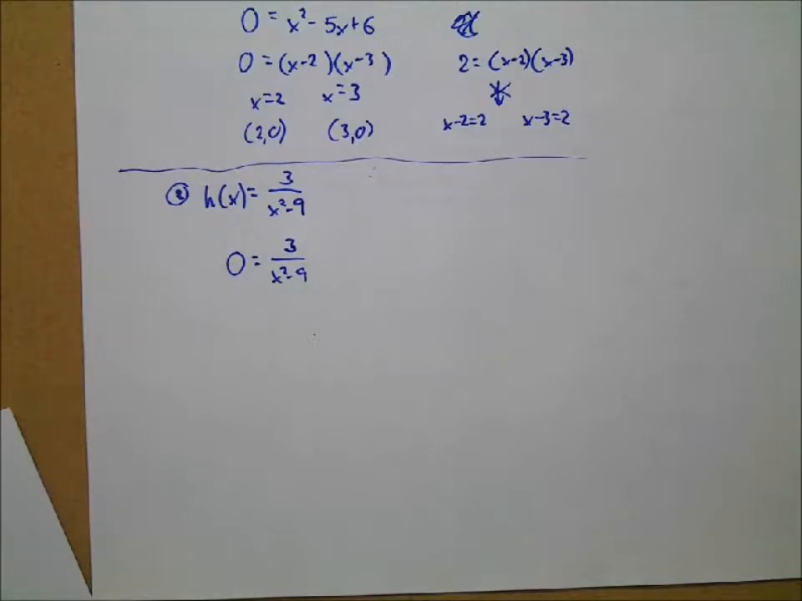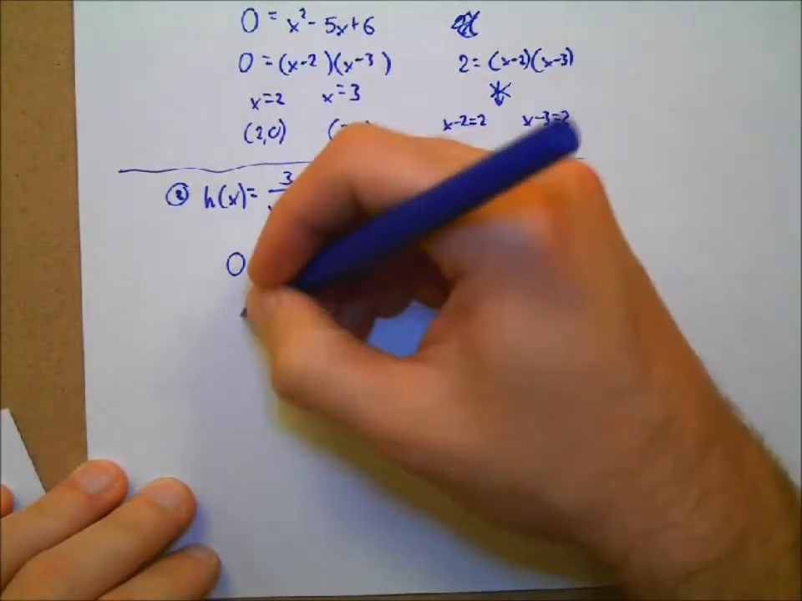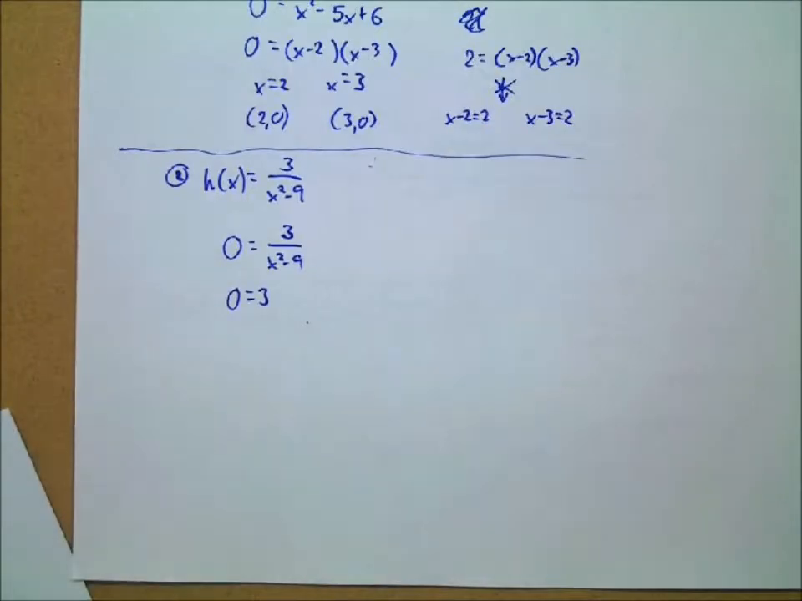We're trying to figure out when this is equal to 0. So for what x value it would equal 0, sure. Multiply both sides by the denominator? Yeah, absolutely we can. And we would still get 0 equals 3, exactly. So what does that result tell us then?